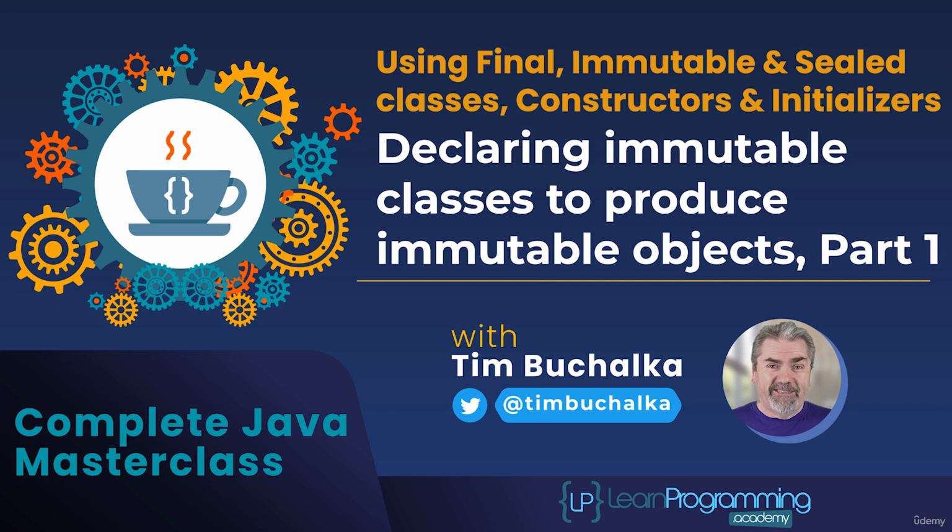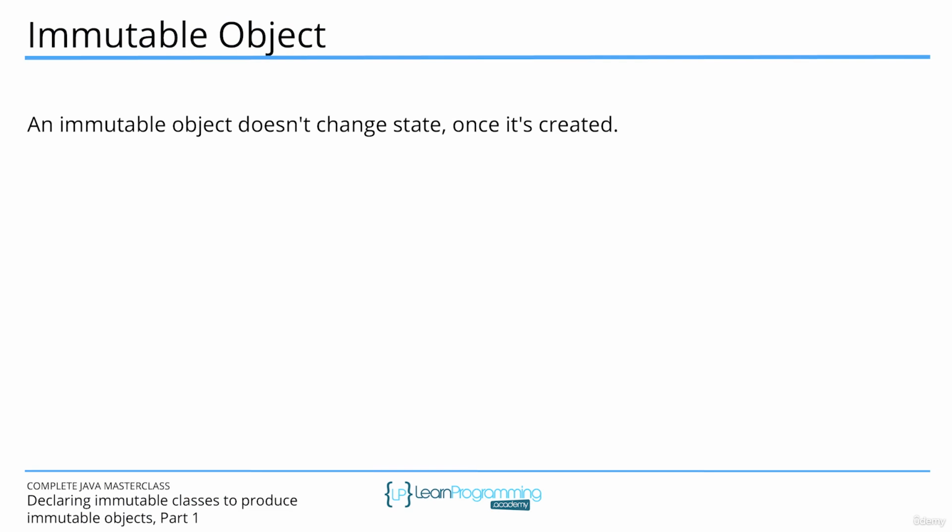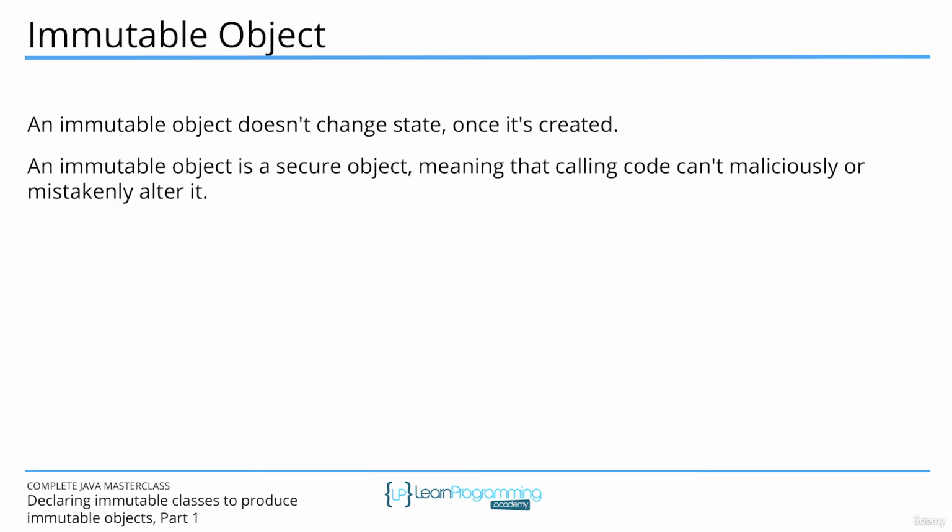So far in this section, I've covered several examples of how using mutable objects can leave you open to unintended side effects. In this video, I'll show you one way to minimize these, the immutable object. An immutable object doesn't change state once it's created. An immutable object is a secure object, meaning that calling code can't maliciously or mistakenly alter it. An immutable object simplifies concurrency design, which we'll cover later.